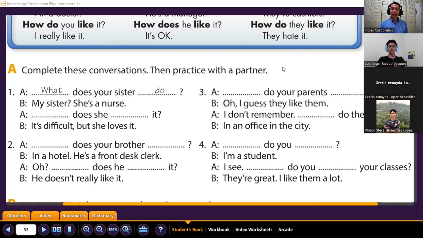Ok, good. Now, let me see, vamos a ver los grupos. Group number one: Claudia, Grecia, Karen, Luis Ángel, William, right? Then the other group is Alejandra, Cindy, Verónica, Alejandro, and Wilson. Pero voy a pasar a Nuria al grupo 2, porque a Cindy no le sirve el micrófono. Otra vez, grupo número 1: Claudia, Grecia, Karen, Luis, and William. Group number 2: Alejandra, Cindy, Verónica, Alejandro, Nuria, and Wilson, right? Good. What are you going to do?